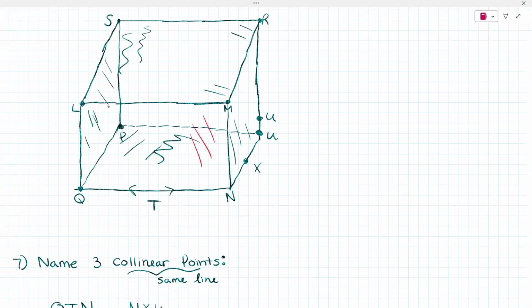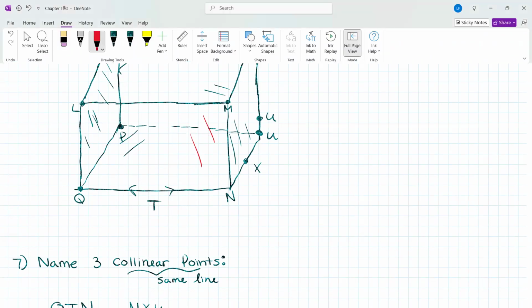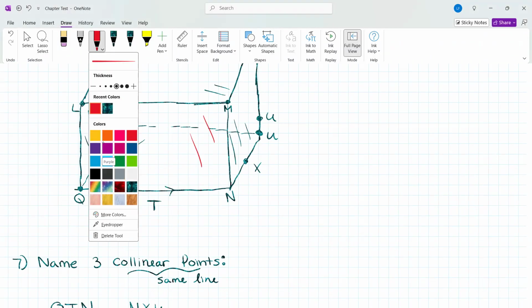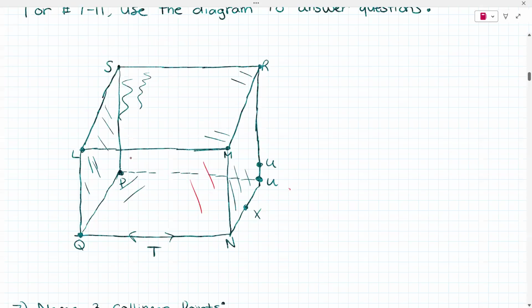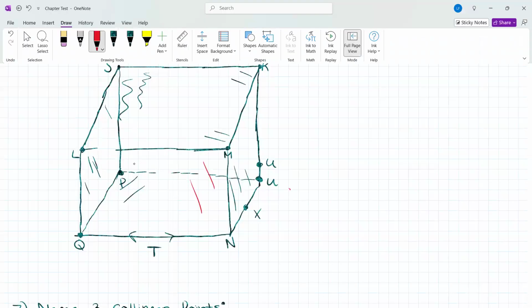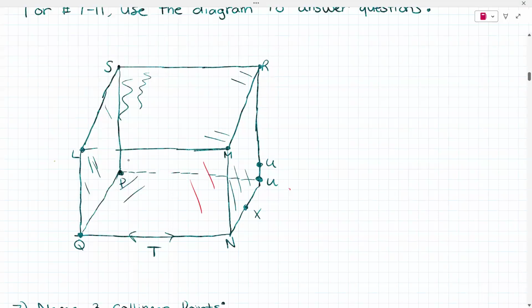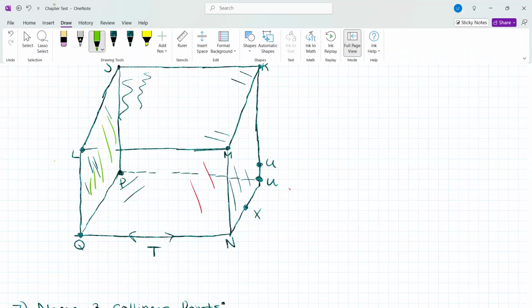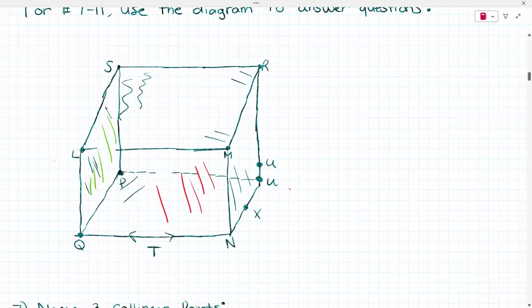So plane LMN is the red one I just marked, and then plane QLS, let's use, I don't know, green. QLS is this plane right here. It should be green. Why is it red? So this plane right here, and the other plane is this one right here.